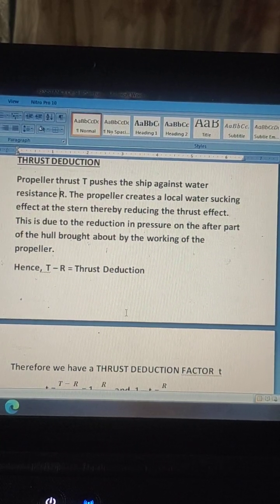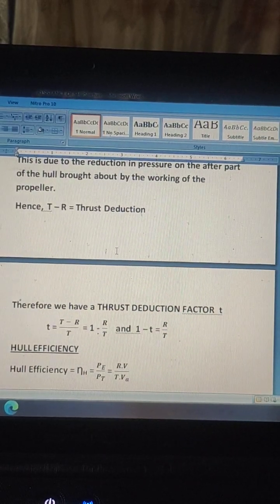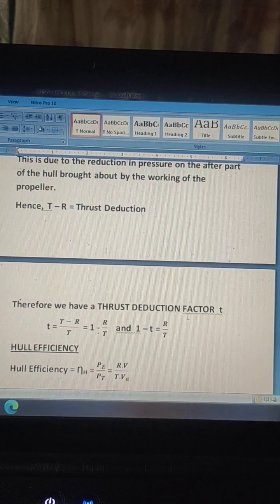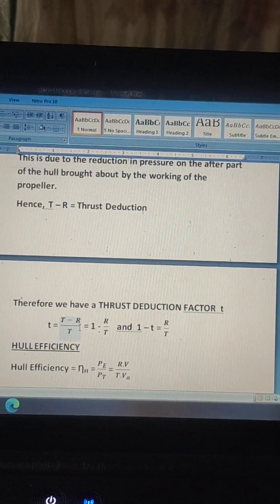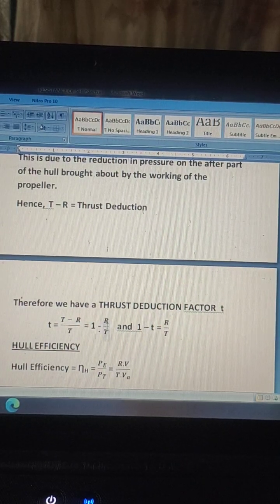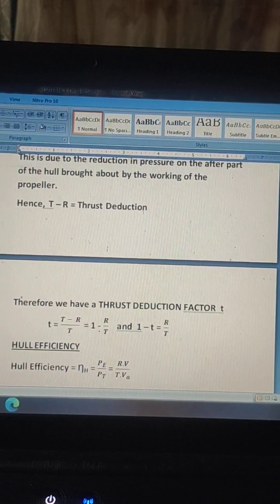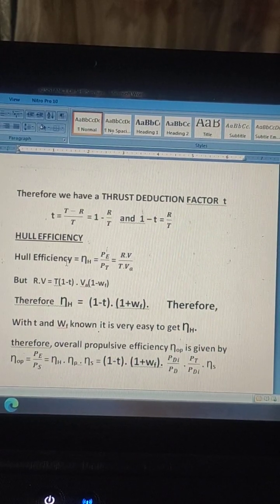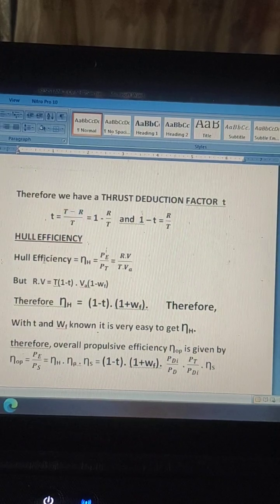written as thrust deduction. That's the difference between the resistance and the thrust. Actually, it's given as thrust deduction, from which we have the thrust deduction fraction. You see, which is equal to this, or can be written in this form. The proof of this can be found in your textbook, but believe me that it is like that.